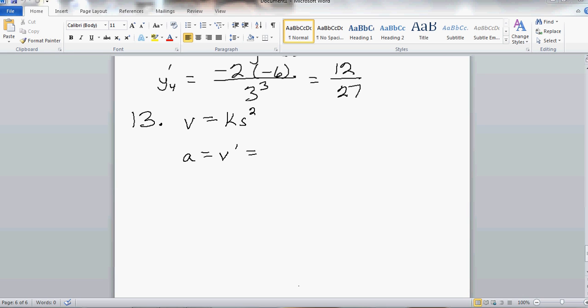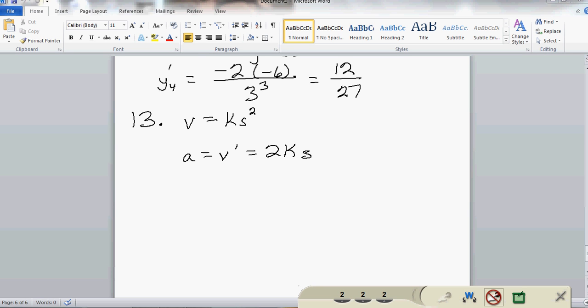And so this is a simple derivative. There's no chain rule required. All we have to do is take the 2 times whatever was there and subtract 1 from the exponent. And so it'll be 2ks. And this is still a function of s. It still has s as its variable, because we have to remember k is just a number. It's just we don't know what that number is.